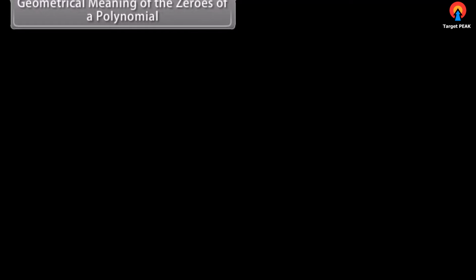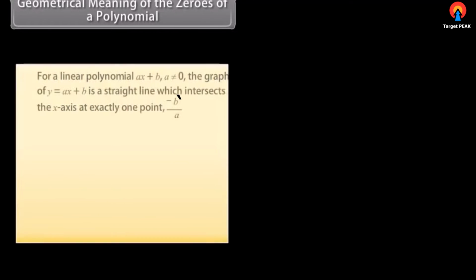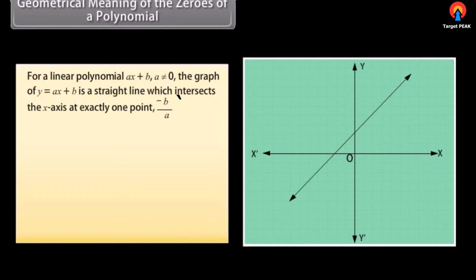Geometrical meaning of the zeros of a polynomial. For a linear polynomial ax plus b, a is not equal to 0, the graph of y is equal to ax plus b is a straight line which intersects the x-axis at exactly one point, minus b upon a. Therefore, the linear polynomial ax plus b, a is not equal to 0, has exactly 1 zero.